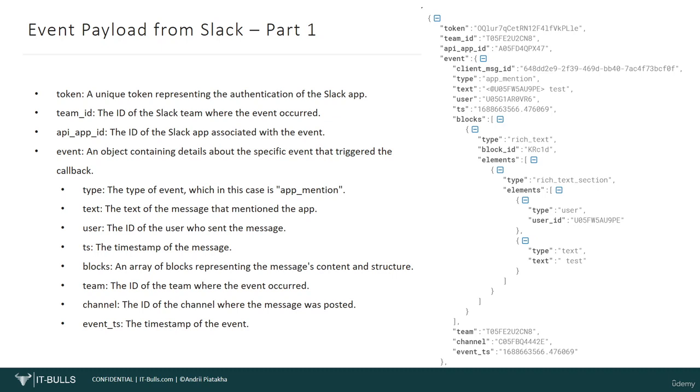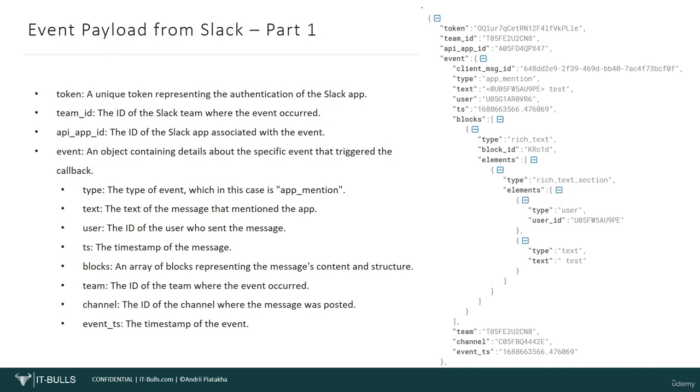Event. An object containing details about the specific event that triggered the callback. In our example today, most of the required information we will parse from this object. Type. The type of event, which in this case is app mention. You can use the value from this field to build different logic for processing different types of events. So far at this stage we have only one type of event. That's why it is obvious to me that all events that I will receive are app mention events.